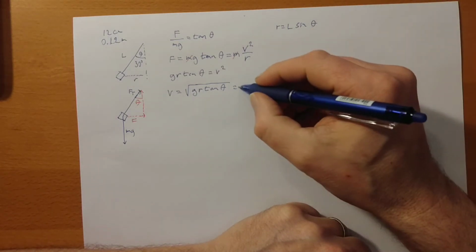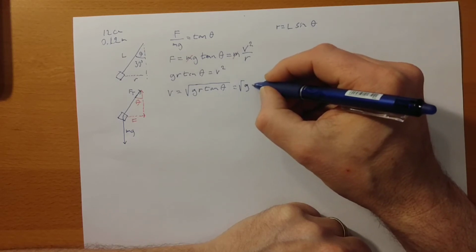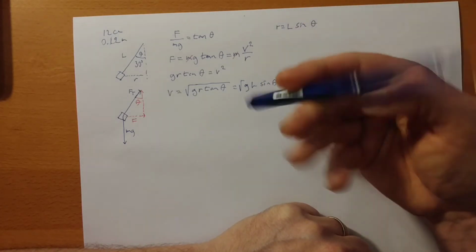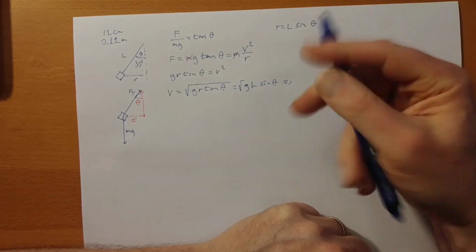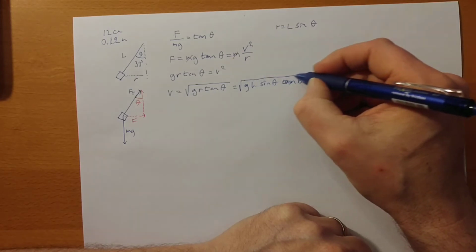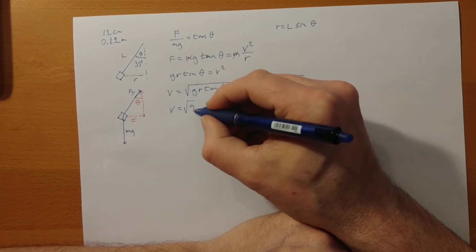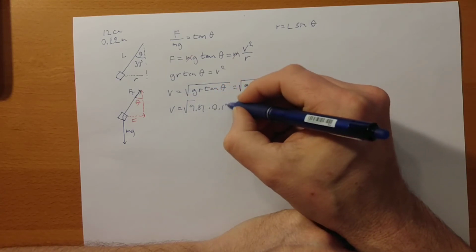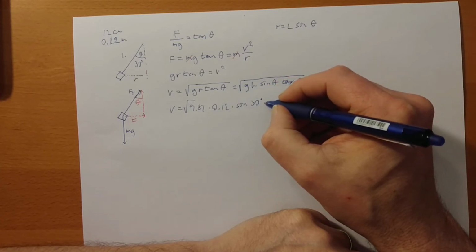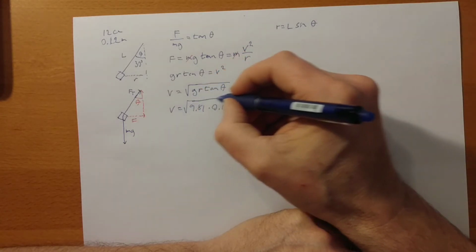So that will give us now that the velocity will be the square root of g L sine theta tan theta. And of course tan theta could be written as sine over cos, but let's keep this simple for the moment being. So what we can do here is plug in our values. This is the square root of 9.81 times 0.12 times sine of 30 degrees times tan of 30 degrees.